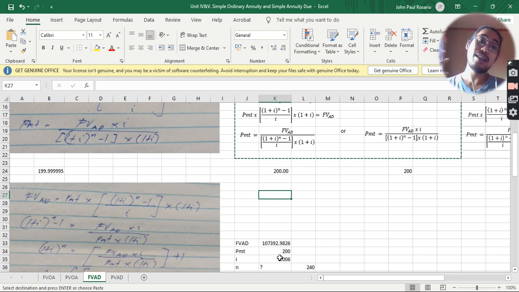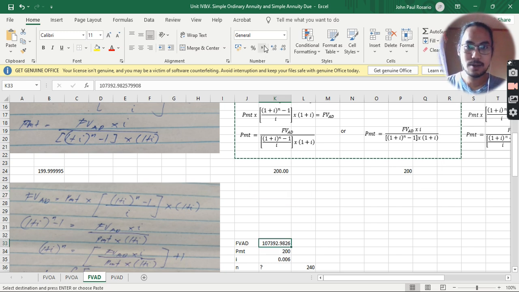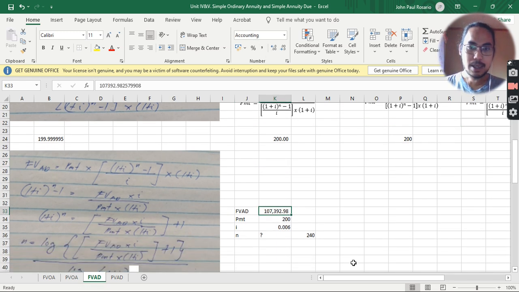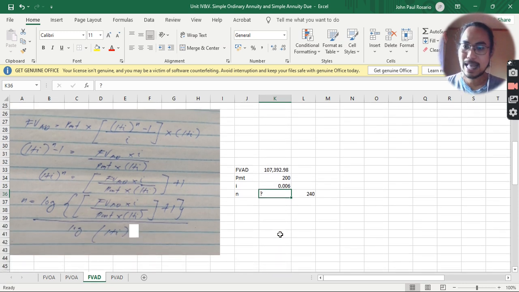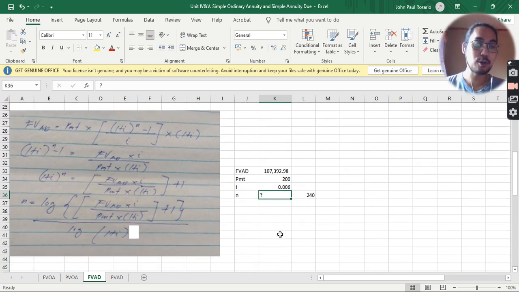Now, the question is, what if the unknown would be your N, or the number of periods, the number of payments that you will make? So again, the present value is this one. Payment is 200. Our I is 0.06, which is 0.072 over 12. And our N here is unknown. So this is how we manipulated the formula to come up with the formula for N.